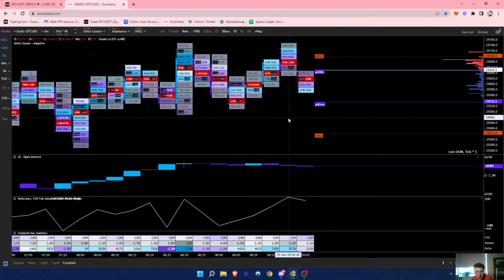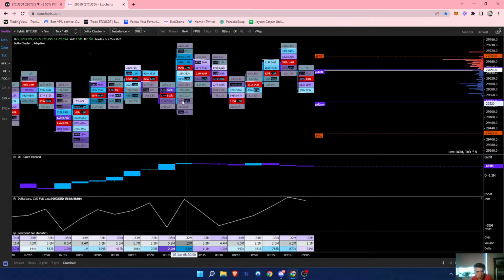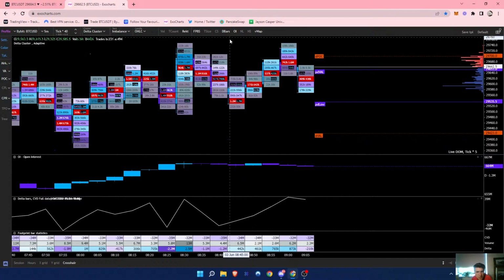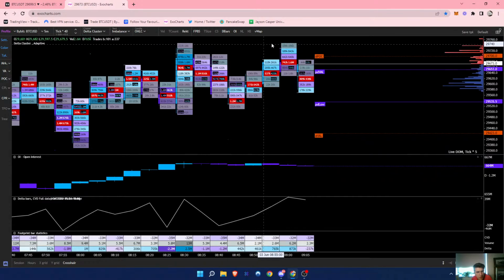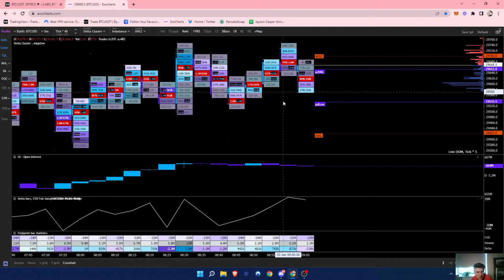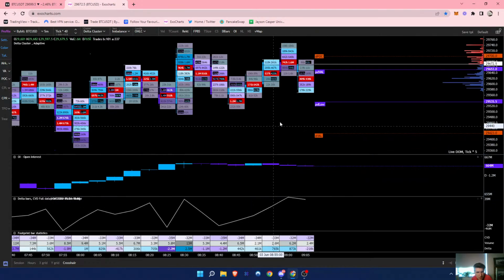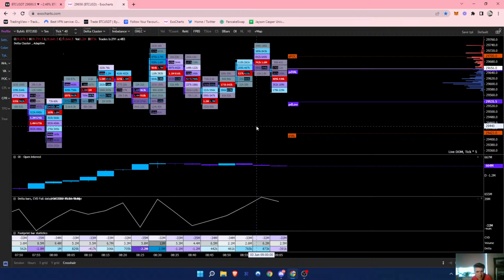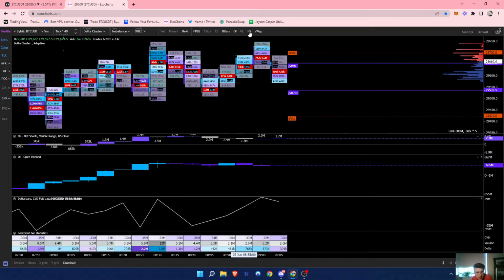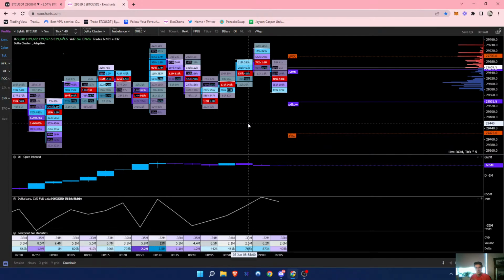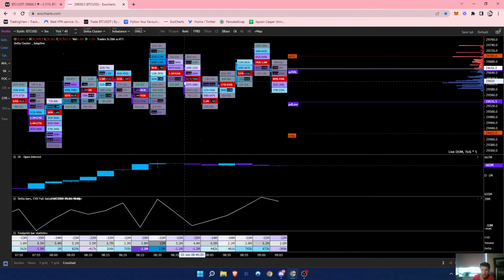So rejecting off the previous day low. Somewhat of shorts absorption going on here. Somewhat. You can see CVD making higher highs right here. Oh, this is tough. Right now, I'm not confident in taking any trades.